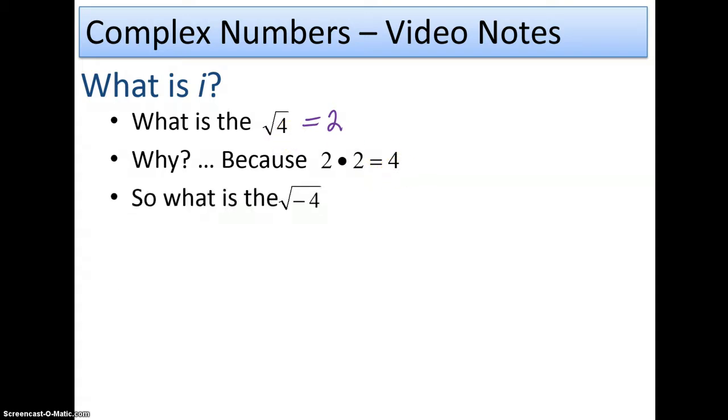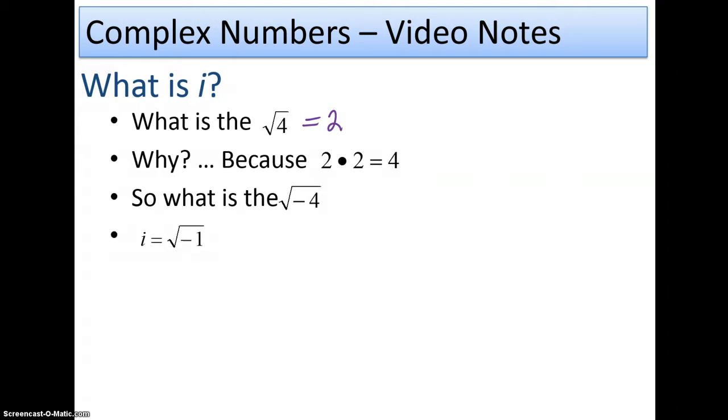So what's the square root of negative 4? And you're thinking to yourself, well, 2 times 2 is 4. Negative 2 times negative 2 is 4. So what number times itself gives you a negative? And the answer is nothing.